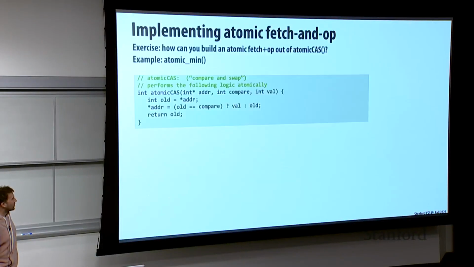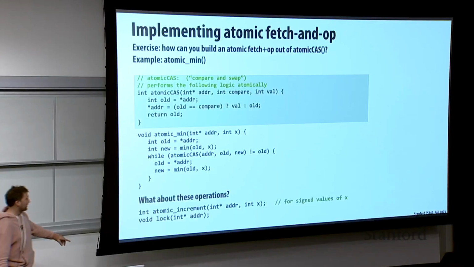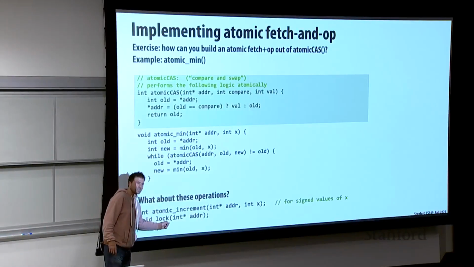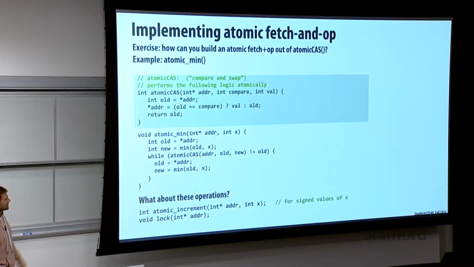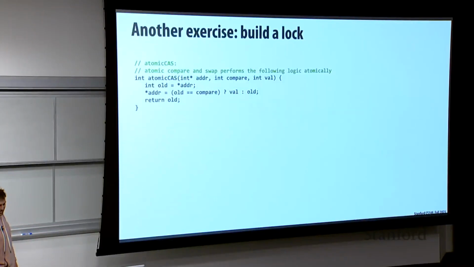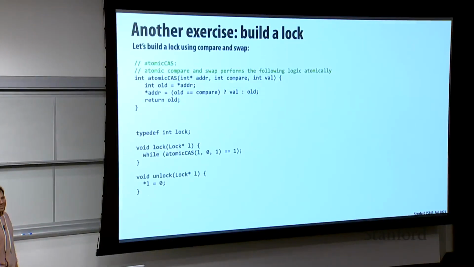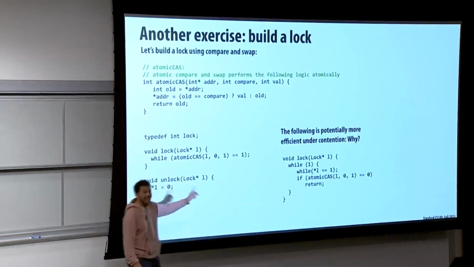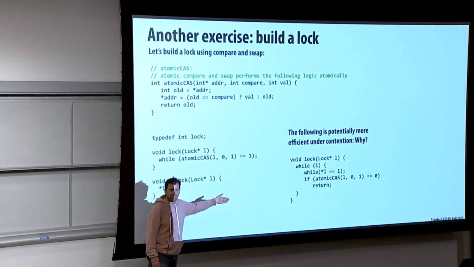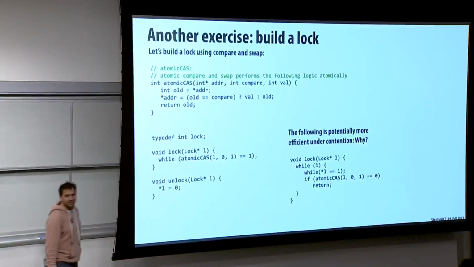Right? And moreover, you should be able to implement lock and unlock too, right? Because lock and unlock are just like atomic, if it's 0, set it to 1, right? And so, the implementation of lock looks just like this, right? And if you want to be a little bit more clever, the implementation of the test and set lock from before looks a little bit like that.